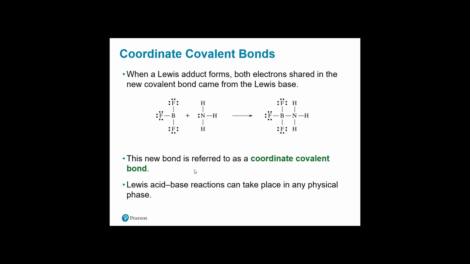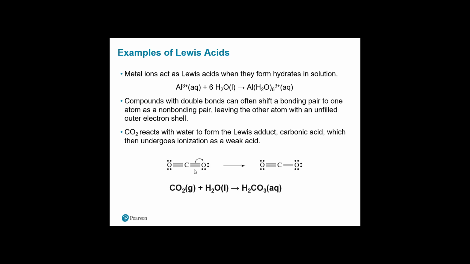And Lewis acid-base reactions can take place in any physical phase. All right, so let's look at some examples. Metal ions act as Lewis acids when they form hydrates in solution, because they can accept the lone pair off of the oxygen, and that makes this aluminum in this case a Lewis acid because it can take it.